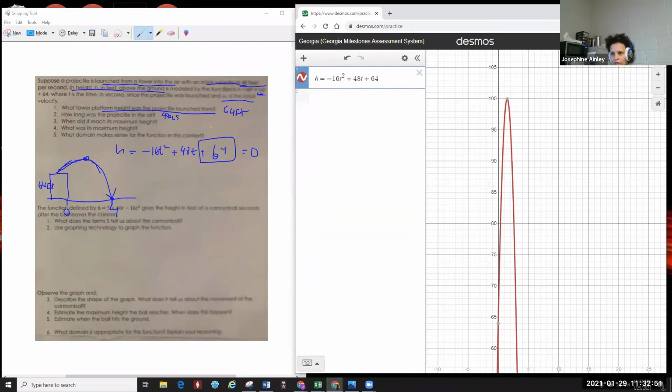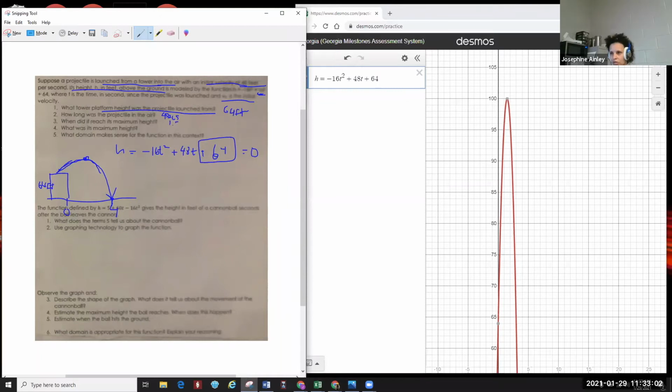So when did it reach its maximum height? That has to be the time. So what was the time when it reached its maximum height? 1.5 seconds. So my x value, which is t, is 1.5 seconds. What was the maximum height? 100 feet. What domain makes sense for this function?